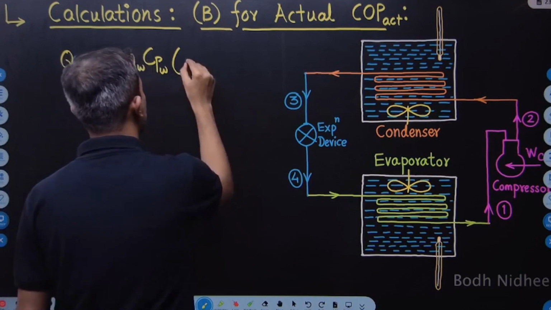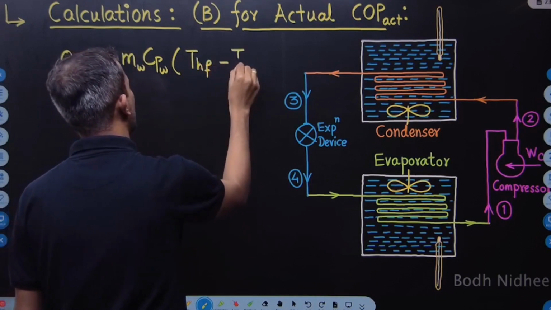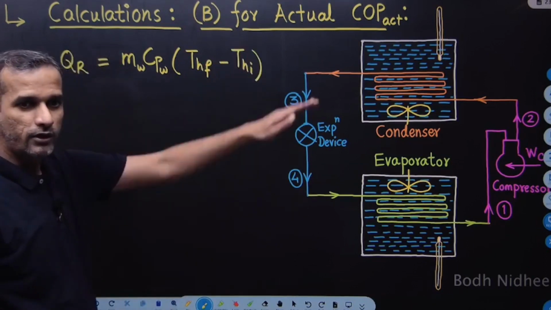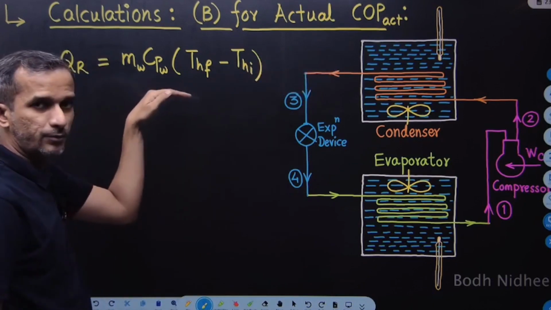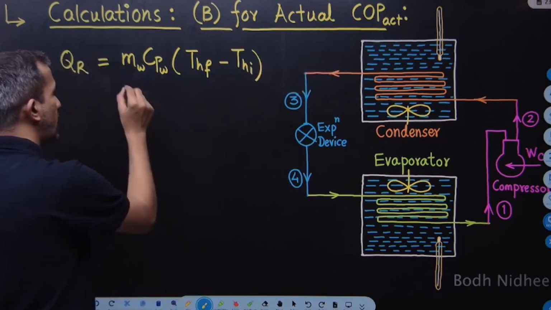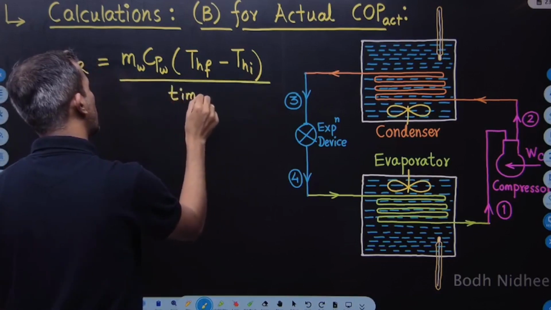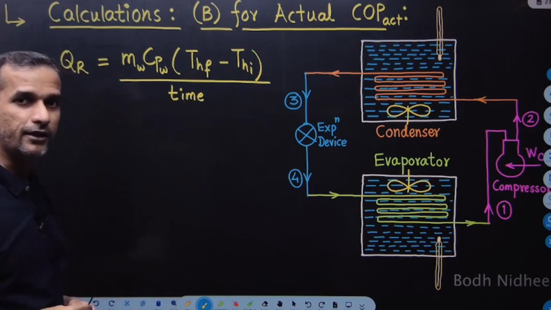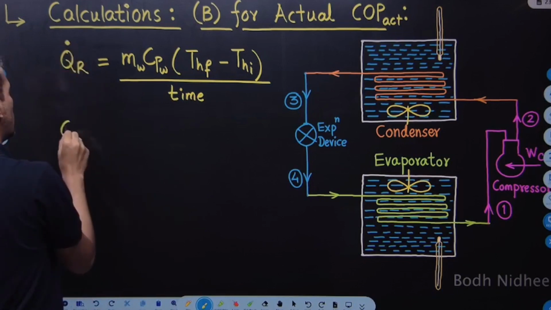So final temperature of hot water minus initial temperature of the hot water. This is the heat gained by the water in the condenser shell, right? This is the amount of heat absorbed by the water in the given time. So this is the rate of the heat by which water is getting heated. Similarly, we can obtain QA in the evaporator.